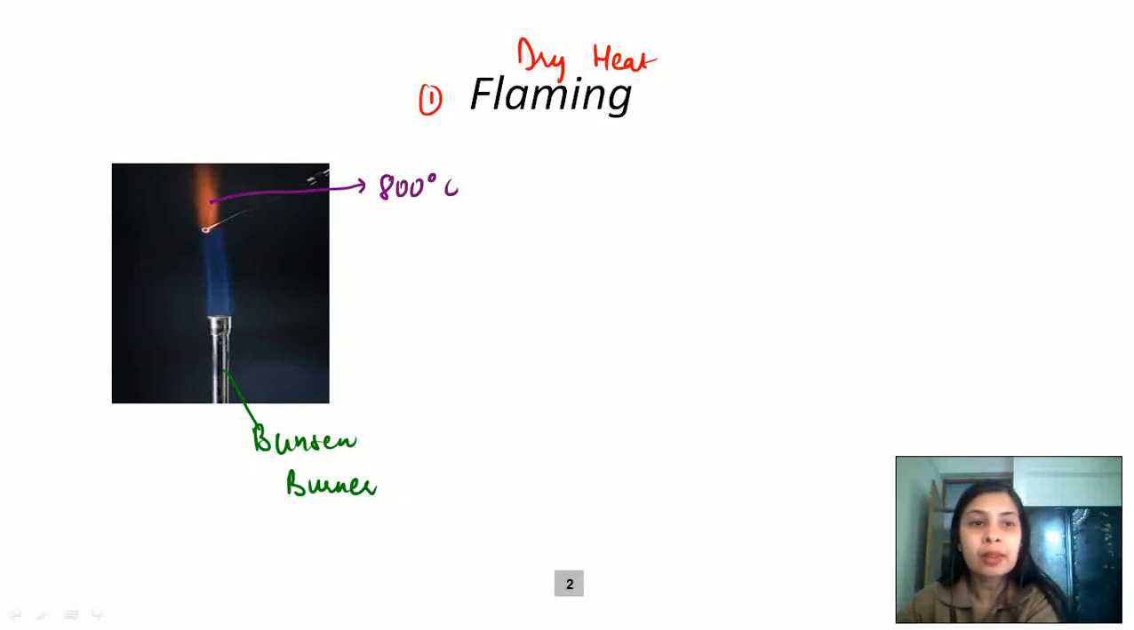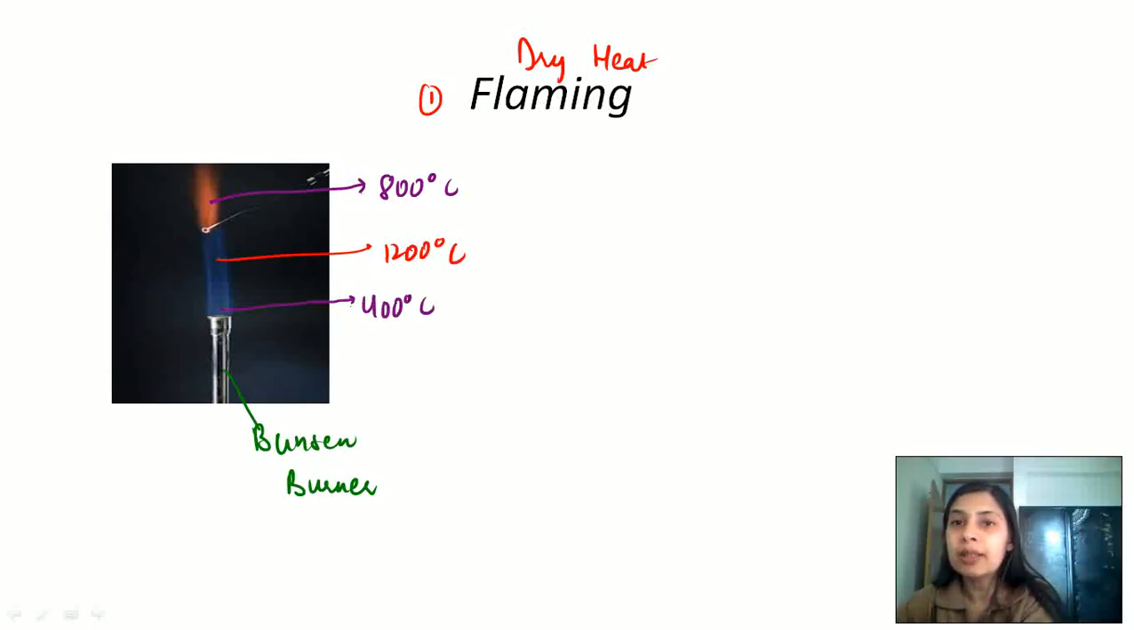Then we have the middle temperature of 1200 degrees Celsius, and the innermost layer of the flame is having the temperature of 400 degrees Celsius. So basically, you can see the flame. This is how the flame looks like. It has outer, middle and inner layer. Outer layer of the flame, then there is a middle layer of the flame, and then there is the inner layer of the flame. So these three temperatures of the outer, middle and inner layer are 800 degrees, 1200 degrees and 400 degrees Celsius respectively.